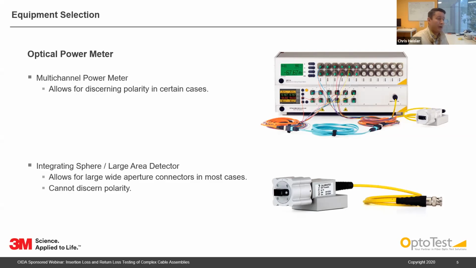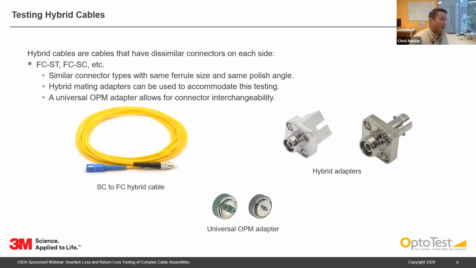These allow for large wide aperture connectors, such as MPOs or unibody duplex assemblies. However, these detectors cannot discern polarity, as the detector cannot tell which port the light is coming out of. Now, looking at testing hybrid cables.